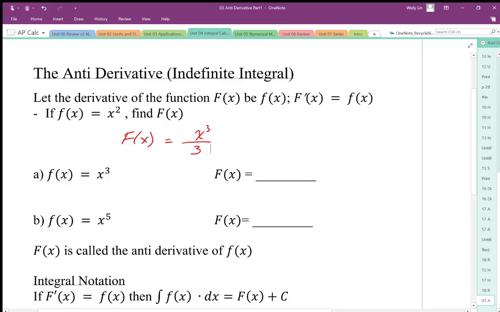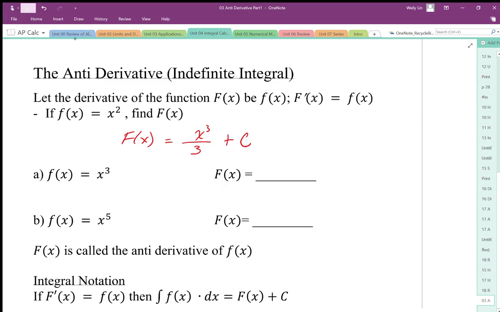But we also have to account for the fact that if this was differentiated, there could have been some constant value here that does not show up in the derivative. So if I differentiated big F, this plus c disappears in the derivative. So I have to account for the fact that there could have been a constant. So basically what I've done is I've used the reverse of the power rule and I've just accounted for the fact that there could have been a plus c there.